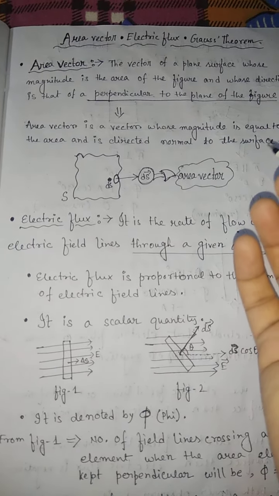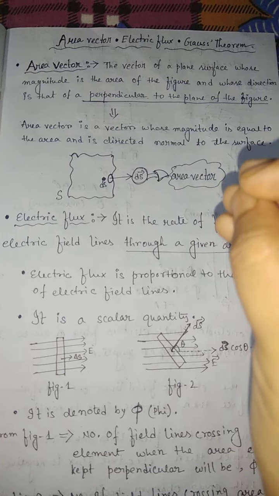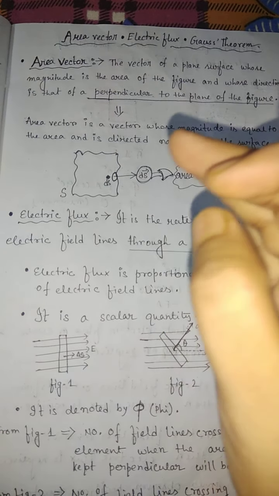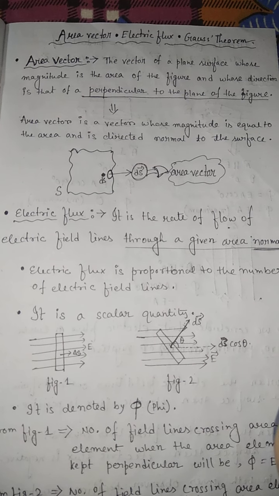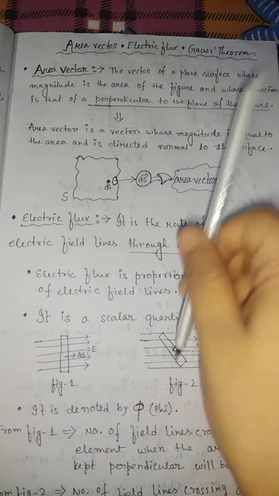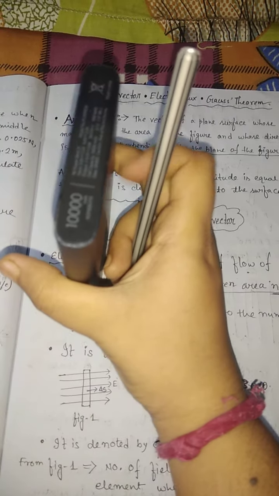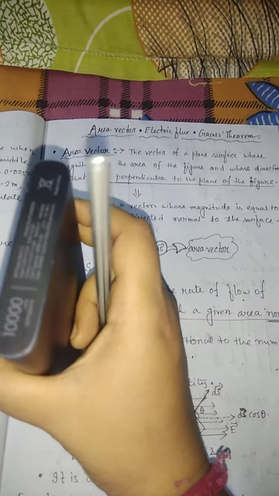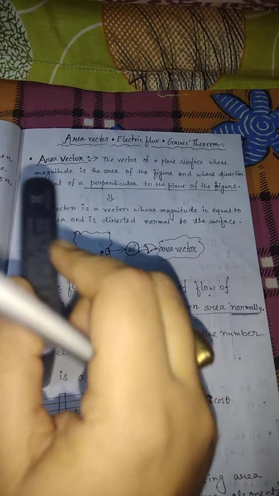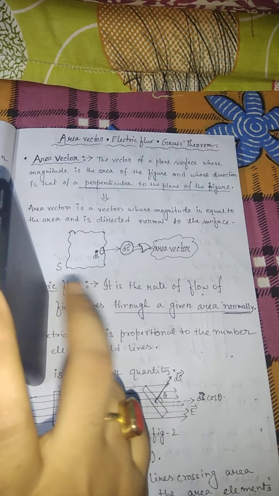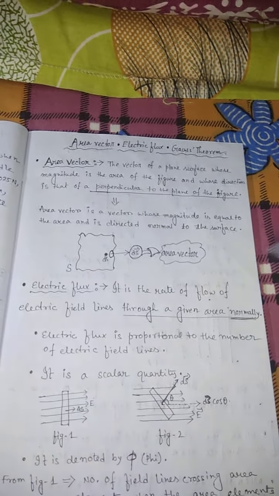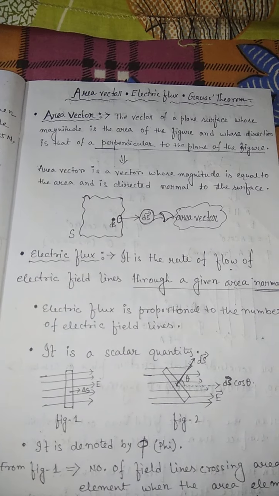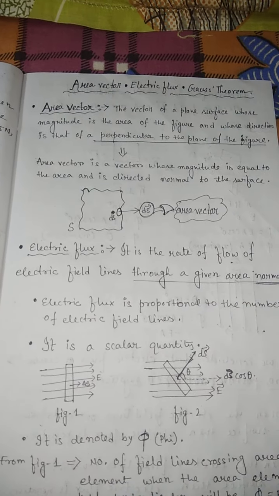So what is area vector? Area vector is a vector of a plane surface whose magnitude is the area of the figure and whose direction is that of the perpendicular to the plane of the figure. So suppose we place an area this way, what will be the area direction? This perpendicular to the surface is the direction of the area vector. Always, the direction of the area vector is perpendicular to the plane of the surface.